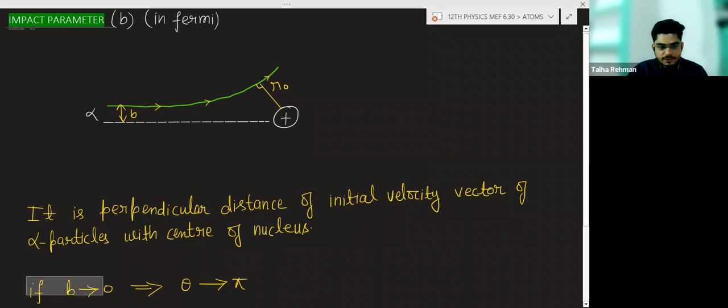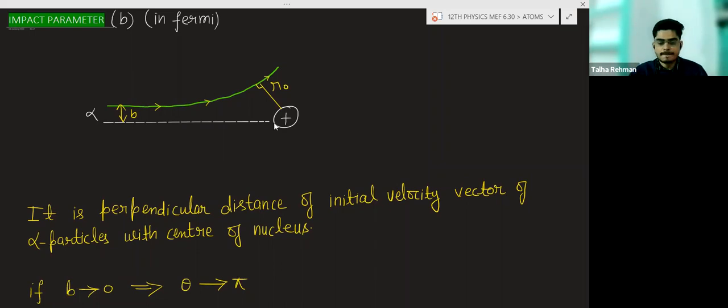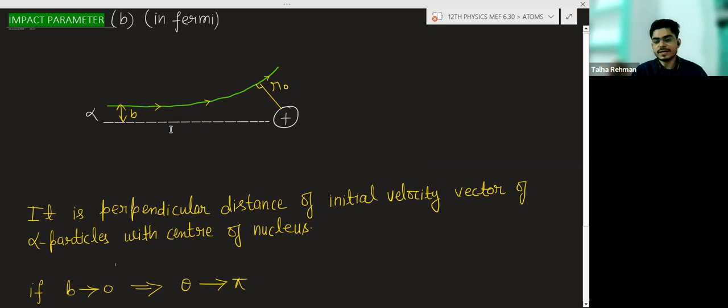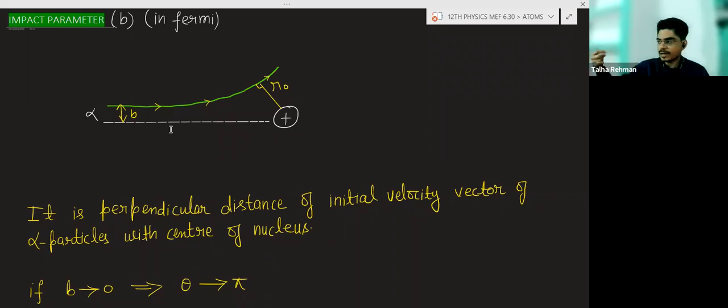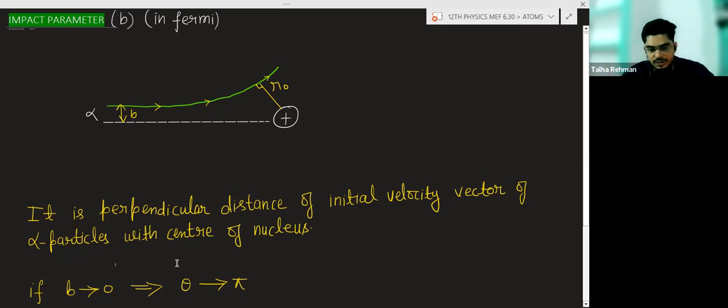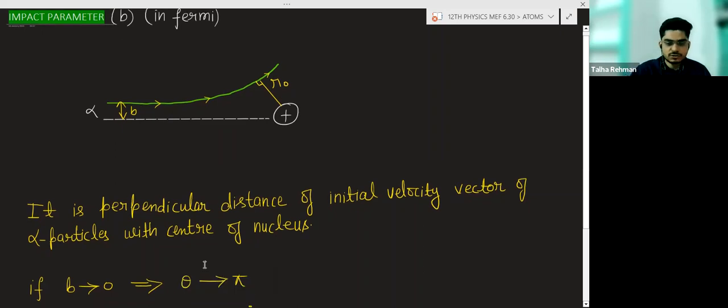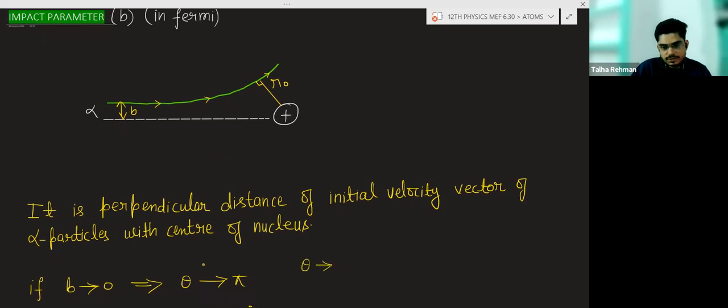So if impact parameter becomes zero, the alpha particle will go like this and strike at the center of the nucleus, the center of the atom. Means if the alpha particle is striking the nucleus head-on, then what will happen? It will be deflected by 180 degree. So what is theta? Theta is the angle of deflection. So angle of deflection will be pi. Pi is 180 degree.